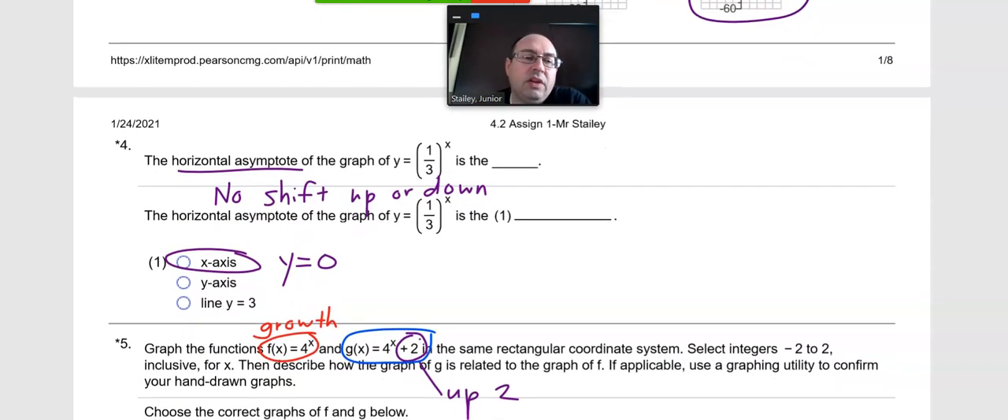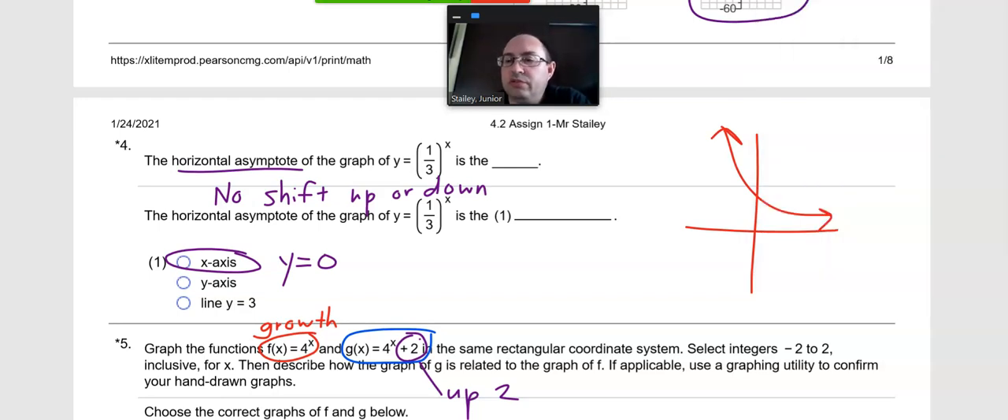Question 4. If you have the graph y equals 1/3 to the x, we're talking exponential decay. It looks something like this. The line that it's getting closer and closer to is the x-axis, y equals 0. There is no shift up or down, so it's just staying right there. It's not changing. That's why we have this answer.